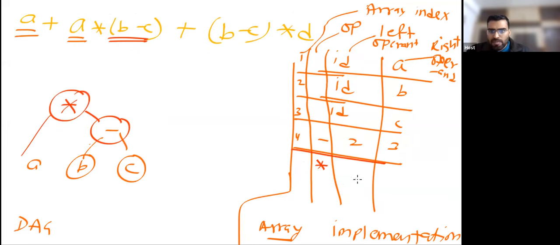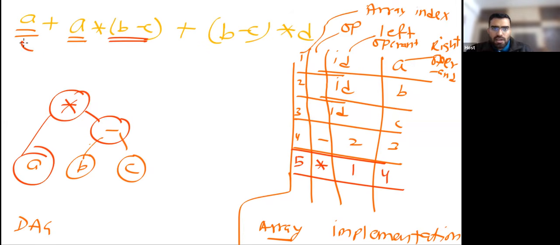So what will you write here? Tell me, what are the entries? This is the index, this is the operator. What are the entries here? Here 1 and here 4. 1 comma 4. Yes, very good. Excellent.